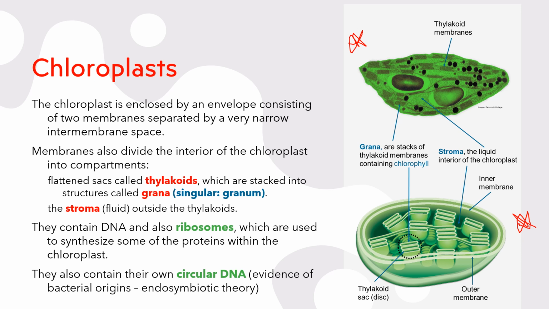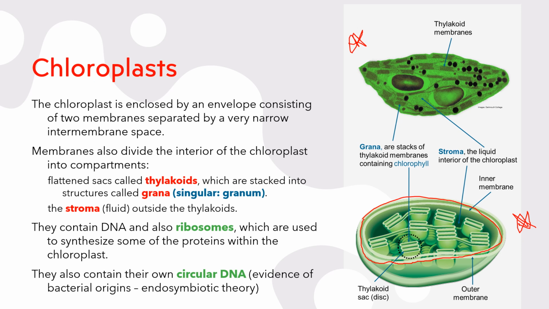So that's important to know. It's probably shown better in the cartoon. It consists of two membranes on the outer side. The membranes also divide the interior of the chloroplast into compartments. This is where all of our compartmentalization happens, which is really important because these compartments are the locations of photosynthesis, so we need to wrap our heads around this.